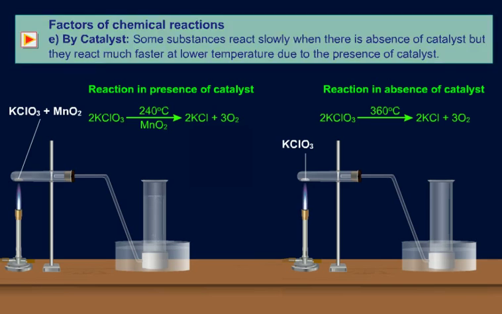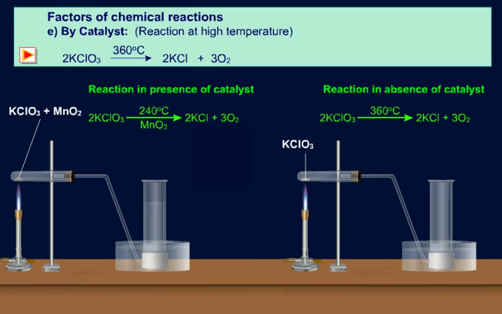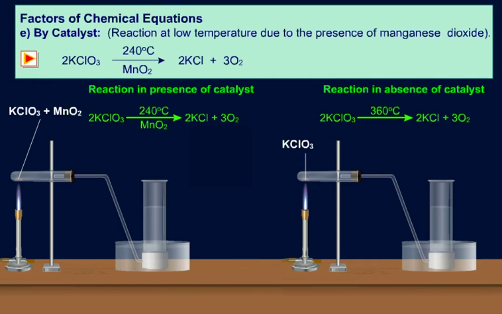For example, 2KClO3 decomposes at 360 degrees centigrade into 2KCl plus 3O2. This is a reaction at high temperature, but the same potassium chlorate decomposes into 2KCl plus 3O2 in the presence of a catalyst, manganese dioxide, at a lower temperature of 240 degrees centigrade. That is, reaction at low temperature due to the presence of manganese dioxide.